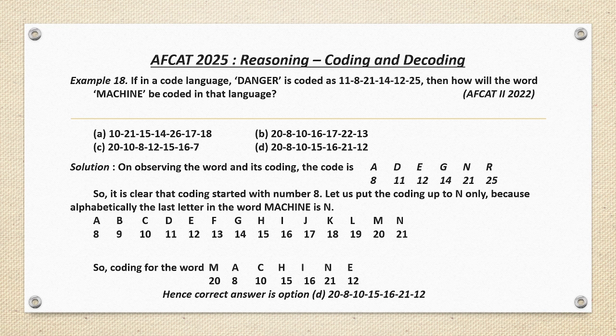Okay. Suppose we arrange the given numbers as they are. Let us first arrange DANGER in alphabetical order, as given in the dictionary. Then it will be ADEGNR. Okay. And below that, let us put the code: smallest number below A and the largest number below R. So it has become A8, D11, E12, G14, N21, R25.